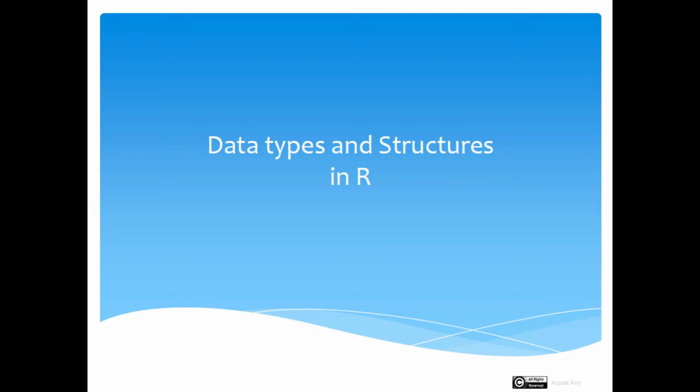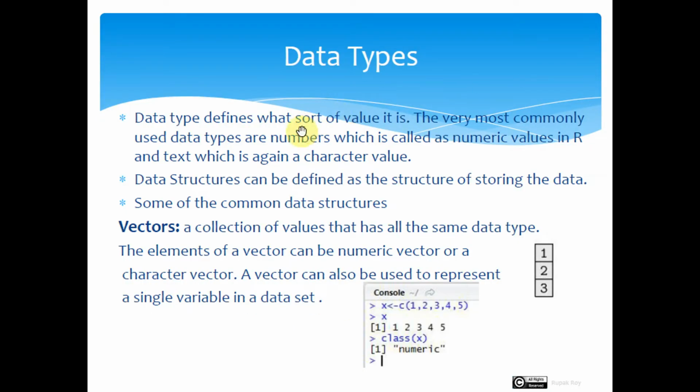Hi, in this chapter, we will understand what the types of data are and their ways of storing them, that is, the data structure. Data types, in simple meaning, define what sort of value it is. The most commonly used data types are numbers, which are called numeric values in R, and text, which is again a character value. Then, the data structure in the R programming language refers to the structure of storing the data in R. A few common data structures are vectors, matrices, list, and data frame. Let's learn each of them in detail.